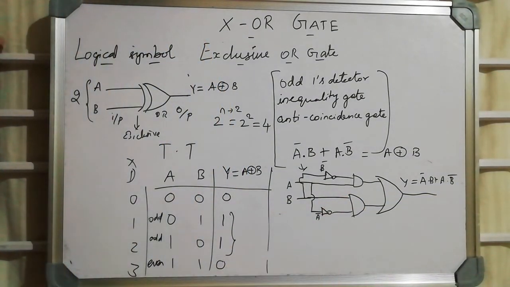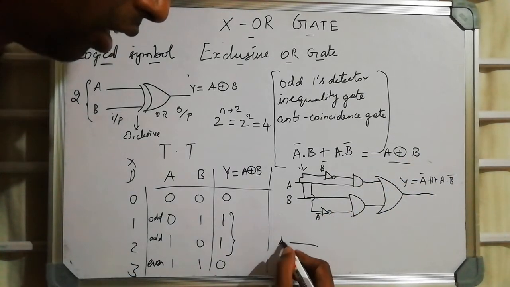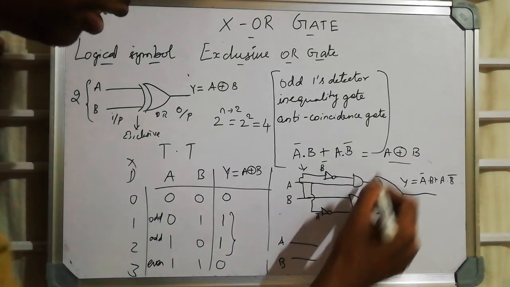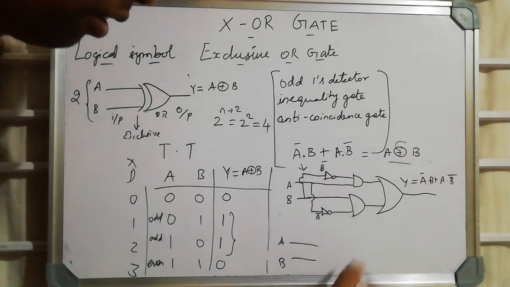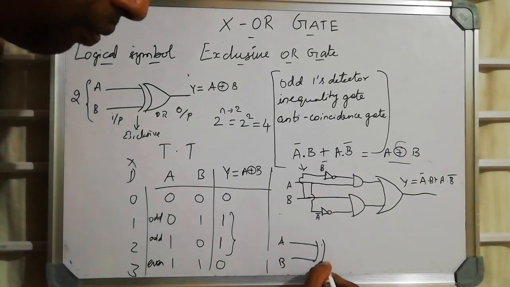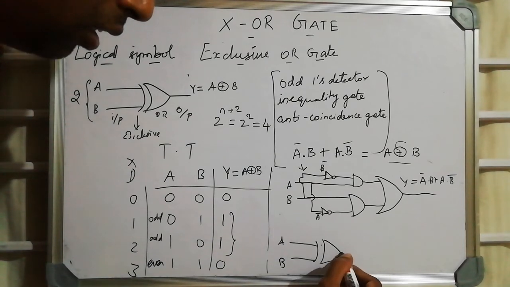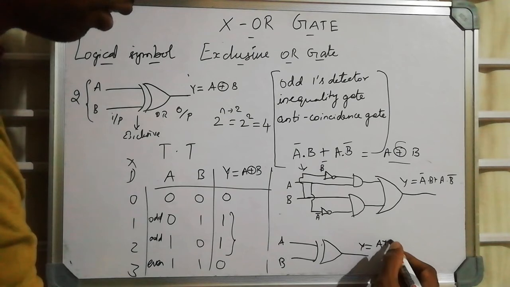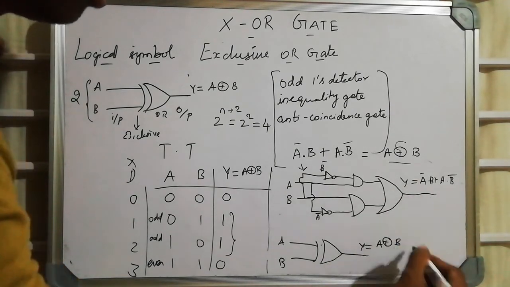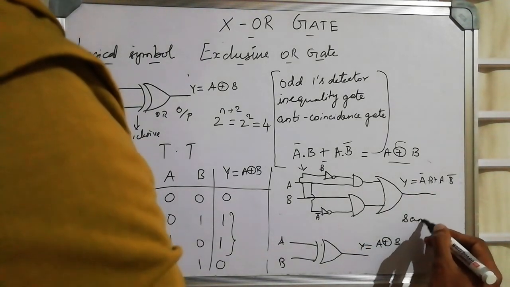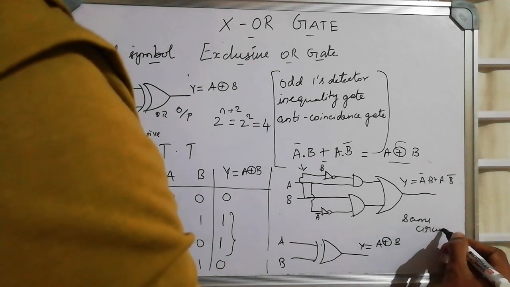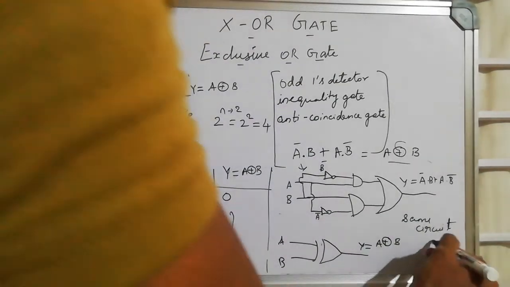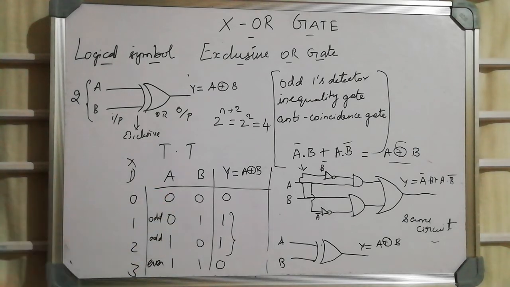This is one kind of circuit, and the alternative circuit is this one. Directly you can draw A and B going into the XOR symbol, so Y is equal to A XOR B. Both are the same circuit. So these are all the things about the XOR gate. In this presentation this is enough, I think.